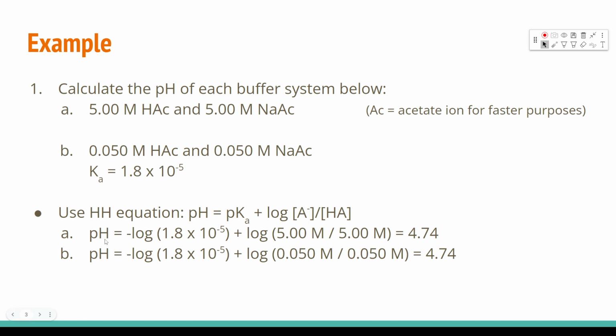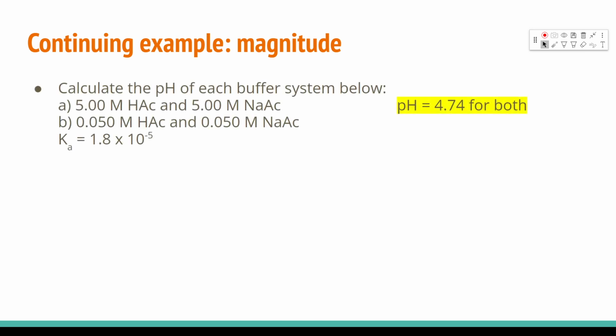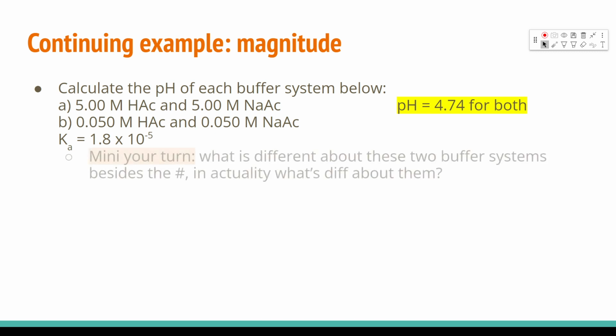So again, pH is affected by the ratio of the conjugate and its weak acid or weak base, depending on which system we're talking about. In this system, we are specifically talking about the weak acid known as acetic acid and the conjugate base, the acetate ion. Cool. Now, let's look at the magnitude of both of these. If we go back to the previous question, the pH was the same for both, right? So there we go. And let's do a quick little mini your turn.